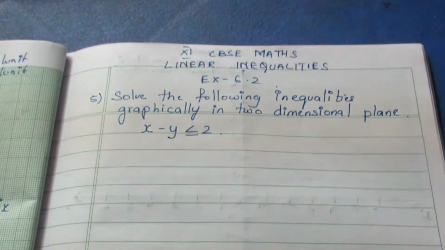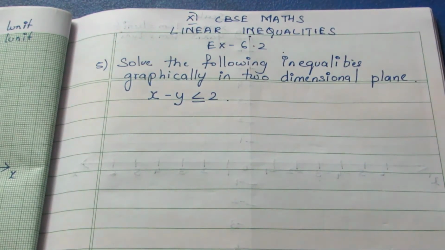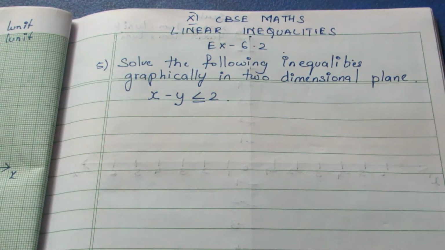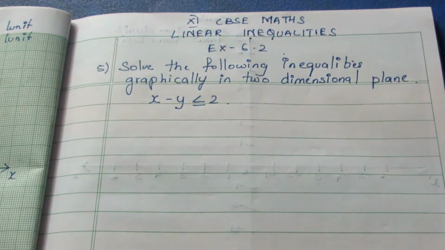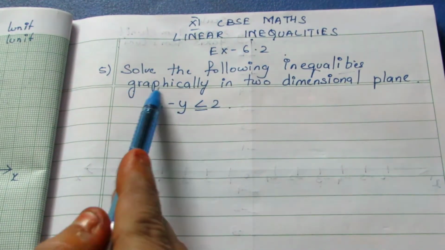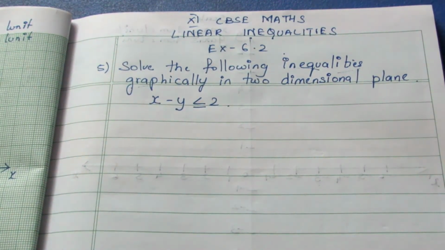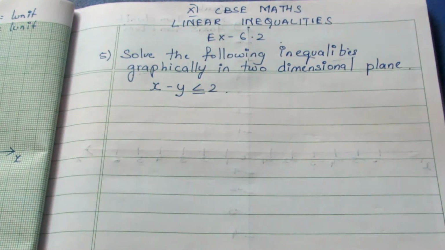Today we are going to see 11th CBSE Maths Linear Inequalities exercise 6.2 fifth sum. Let's see the question. Solve the following inequalities graphically in two-dimensional figure. So in two-dimensional figure we need to solve these inequalities in a graph. They have given x minus y is less than or equal to 2.